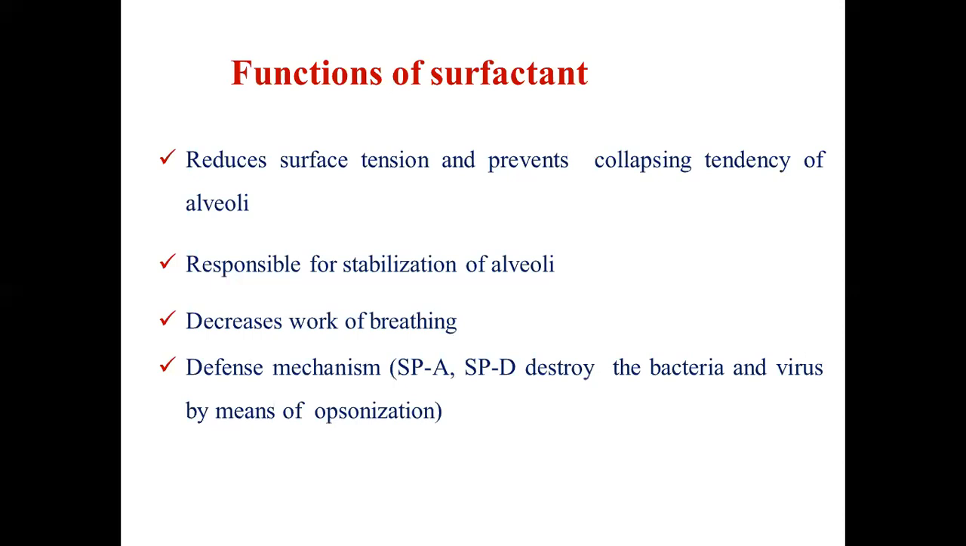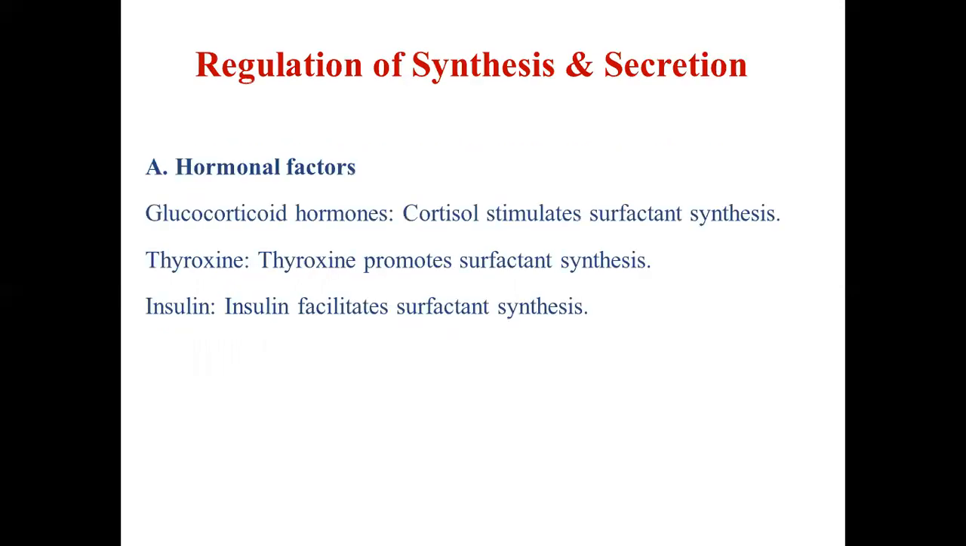Now, what are the functions of surfactant? First, as we have already discussed, it reduces the surface tension and thus prevents the very important factor, that is the collapsing tendency of alveoli. Thus it also helps in maintaining lung compliance. It is also responsible for stabilization of alveoli, so the size of the alveoli will be stabilized. Due to that, it also decreases the work of breathing. Surfactant proteins A and D destroy bacteria and viruses, and thus they help in the defense mechanism.